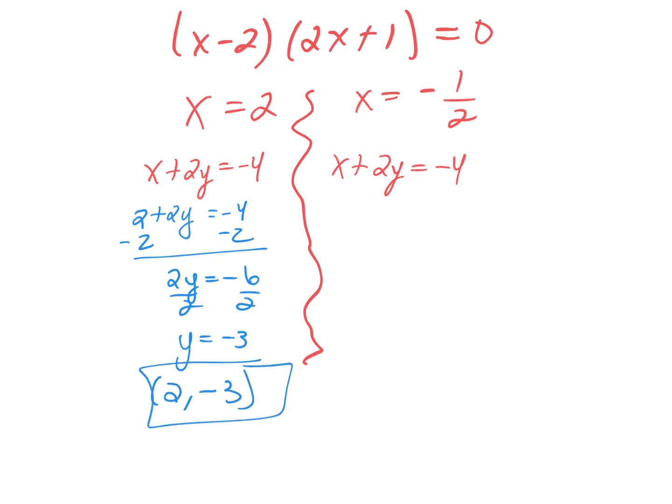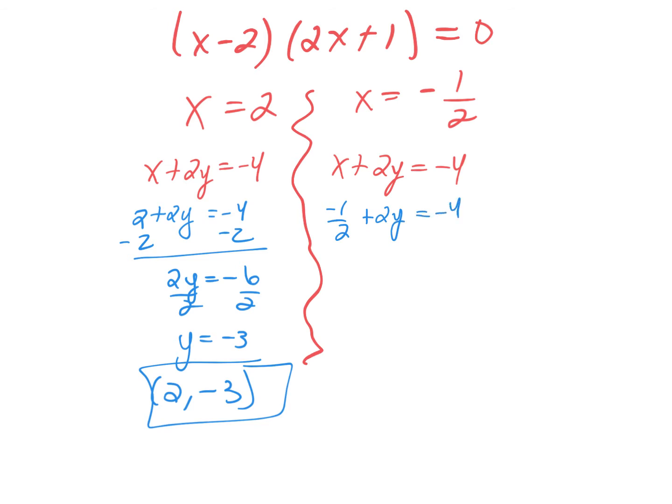What can I do with that answer to make sure that I'm right? I can plug it back in. We could definitely plug it back in. Now we're going to do the exact same thing over here on the right-hand side. I'm going to plug in now negative 1/2. So negative 1/2 plus 2y equals negative 4.